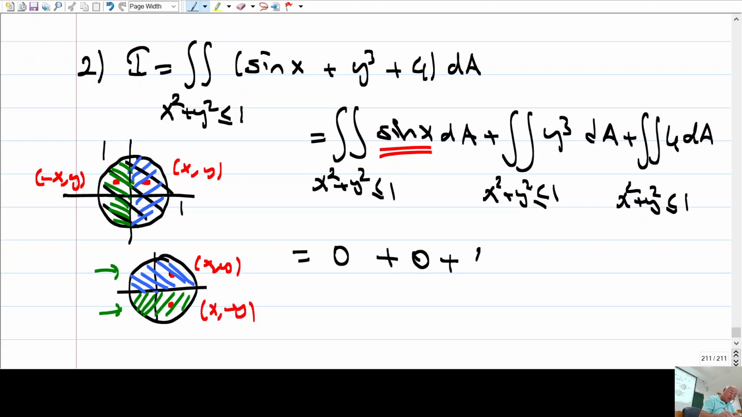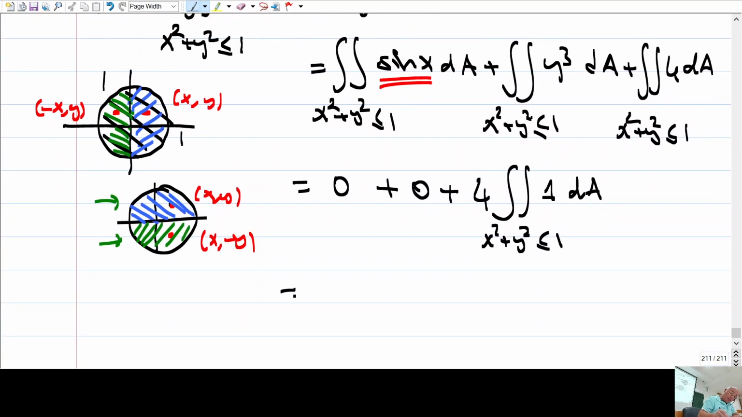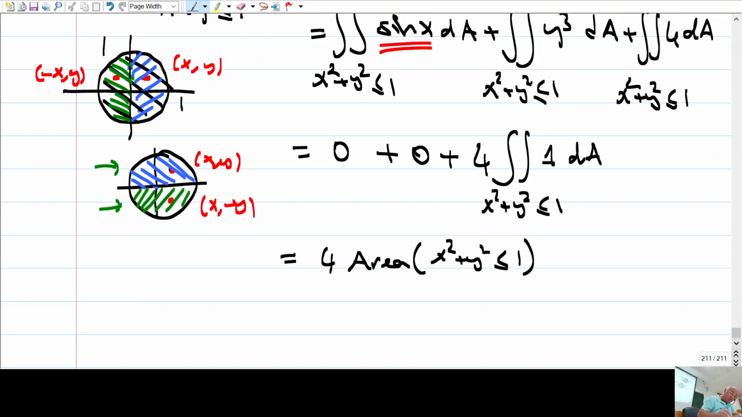And what about this one? Well, this is just 4 times the integral of 1 dA over x squared plus y squared less than 1. And this is just 4 times the area of this region. This is just a circular region of radius 1, so the area is just pi r squared, just 1 squared. So it is just 4 pi. So this integral is 4 pi.